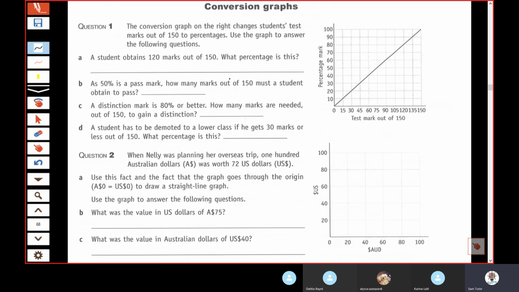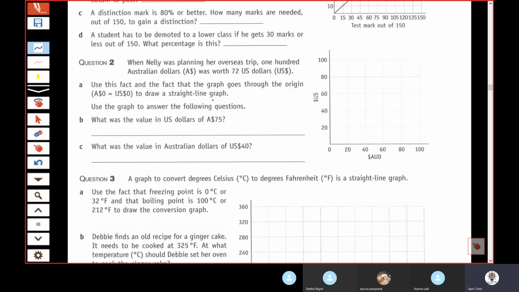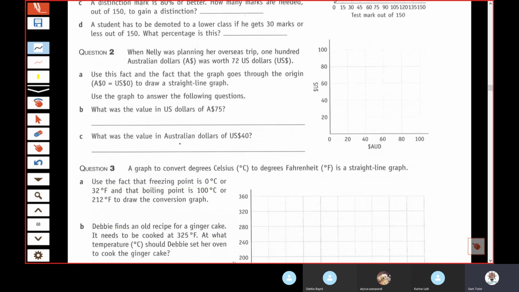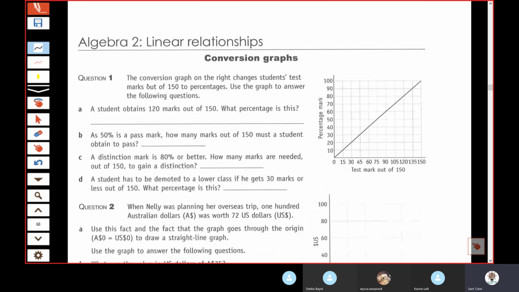Okay. Conversion graphs. They're okay. I don't think they're too complicated. Have a read of question 1. I think you guys can probably already see some of the answers straight away. Have a read, and we'll start.